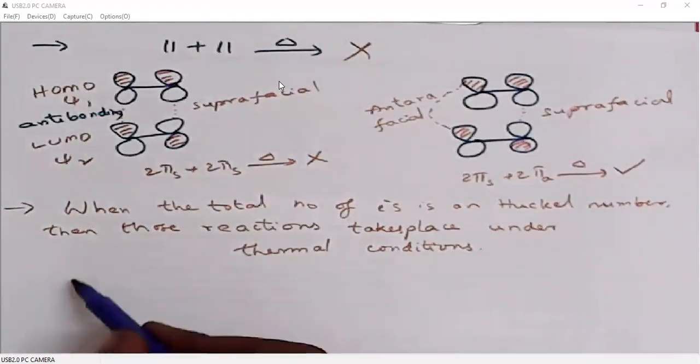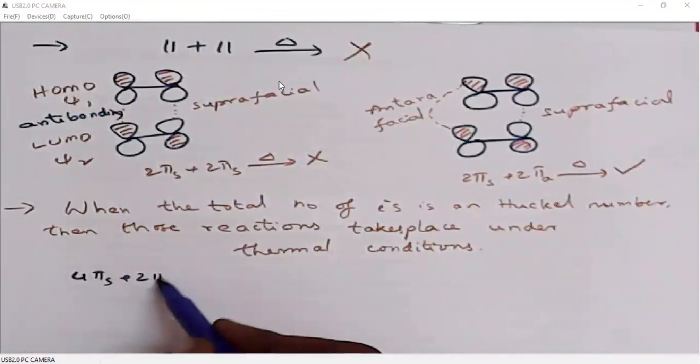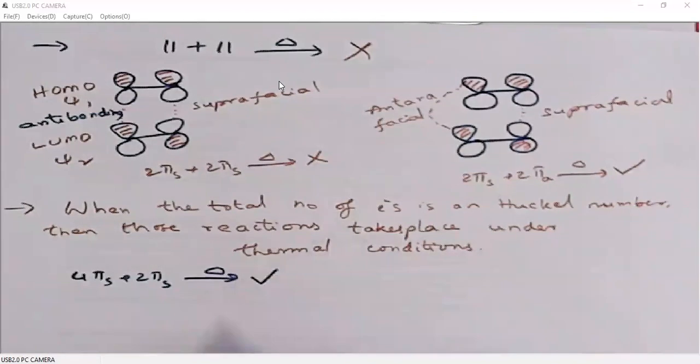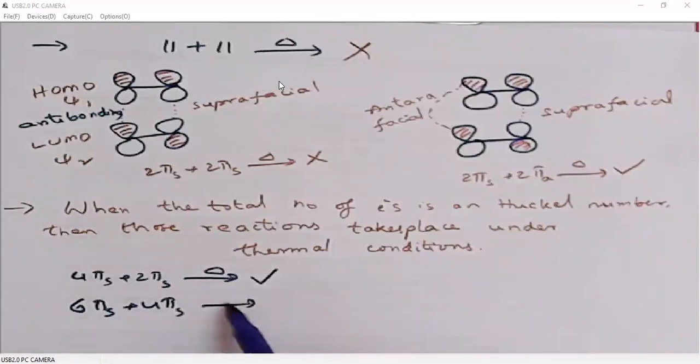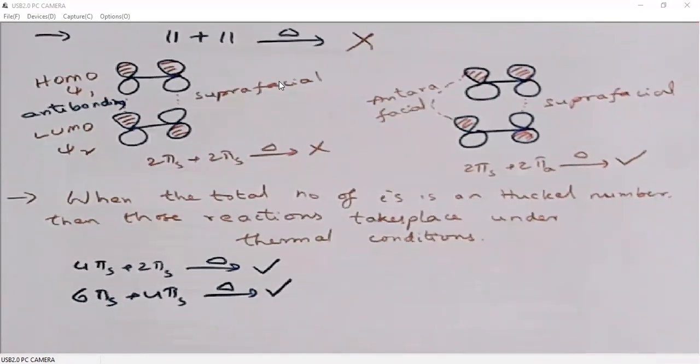For example, 4 pi s plus 2 pi s. In total we have 6 electrons, so it is a Huckel number. So this reaction is possible. If we have 6 pi s plus 4 pi s, together we have 10 pi electrons, which is a Huckel number. Then also it is possible to have a reaction. If it is 8 pi s plus 2 pi s, then also it is possible because altogether we have 10 electrons. So we can have a pericyclic reaction between an 8-membered carbon chain and a 2-membered carbon chain.